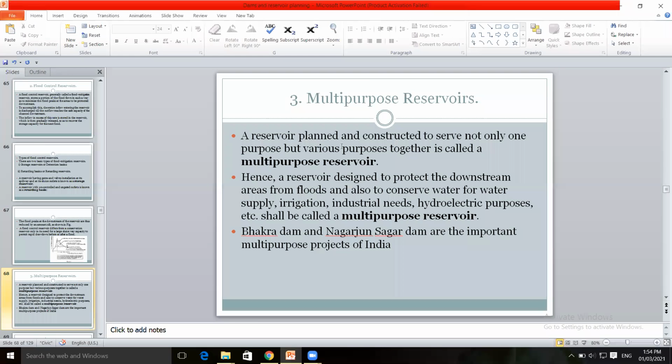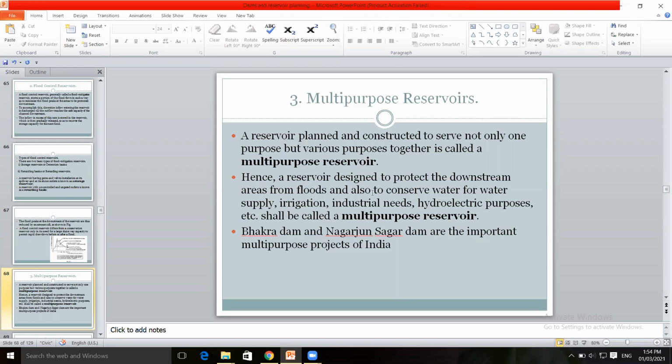The third one is the multi-purpose reservoir. A reservoir planned and constructed to serve not only one purpose but various purposes is called a multi-purpose reservoir. So this reservoir is for various objectives, to fulfill various requirements.